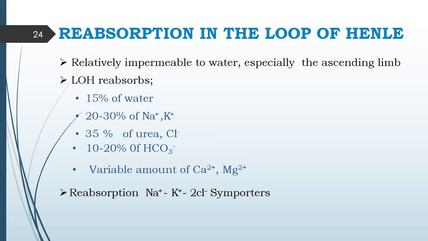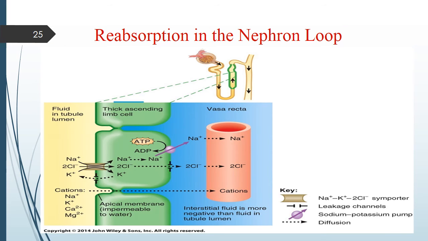Through the sodium-potassium-chlorine symporter, the reabsorption occurs in the loop of Henle. Here we can see the reabsorption in the loop of Henle. The sodium-potassium-chlorine symporter is used, and one sodium, one potassium and two chlorine ions are reabsorbed from the lumen. Sodium is actively transported to the vasa recta by the sodium-potassium pump, and chlorine moves through the leakage channels in the basolateral membrane, which can be seen in the picture.